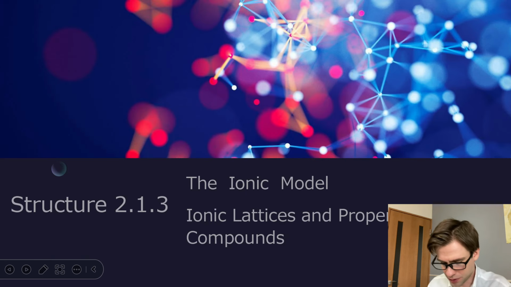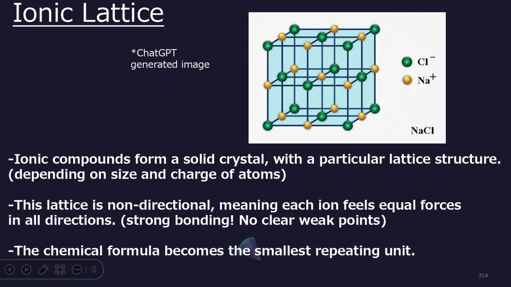So that brings us to 2.1.3, ionic lattices and properties of ionic compounds. I'll remind you what the ionic structure basically looks like. It's repeating units of the ionic compound formula in a lattice type crystal structure that extends trillions and billions of units in every direction.